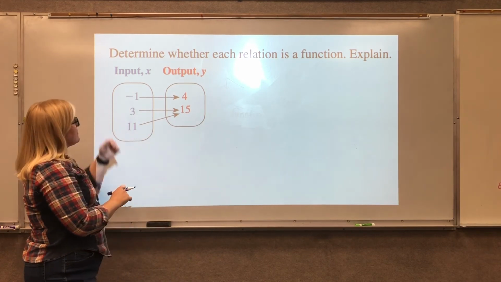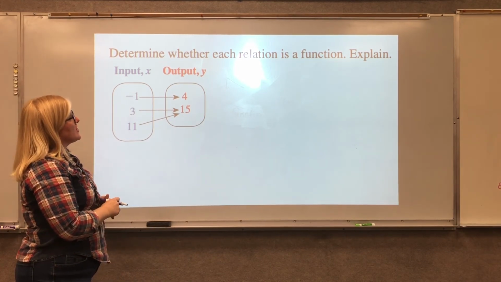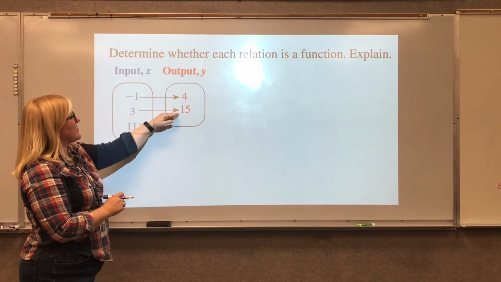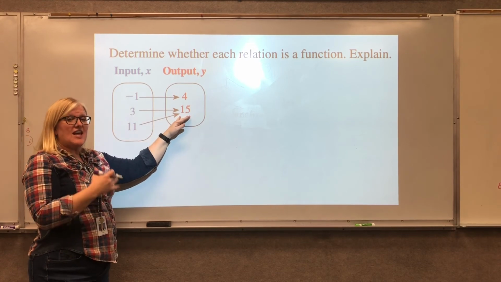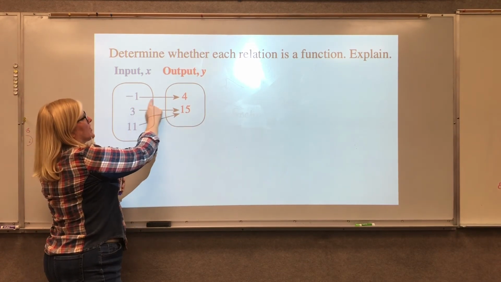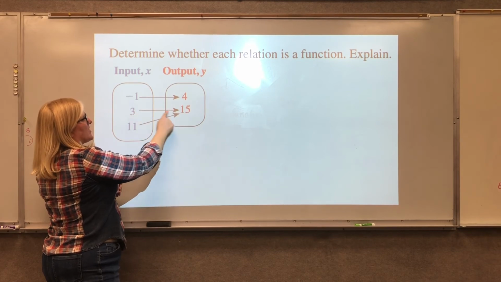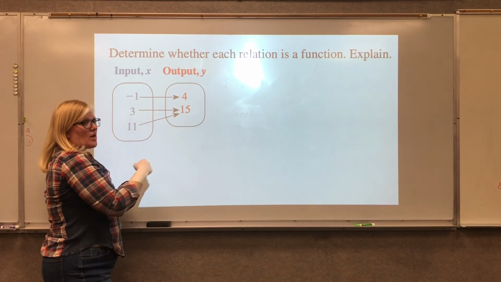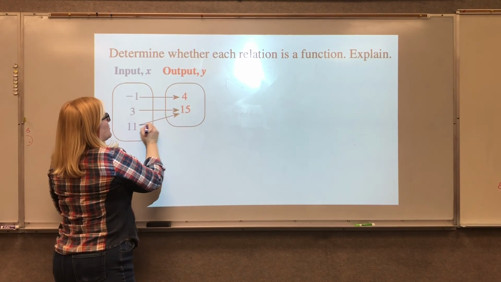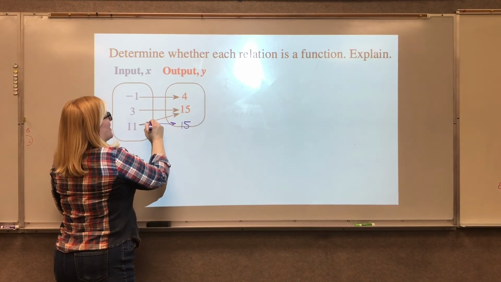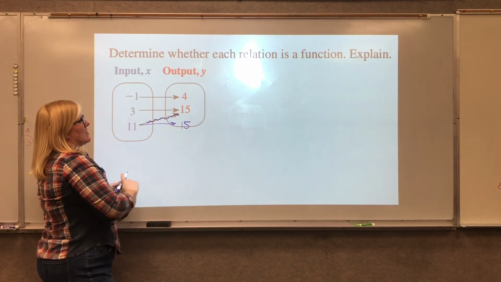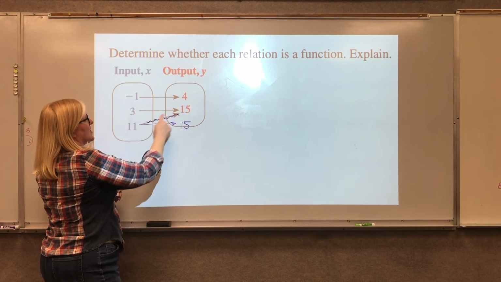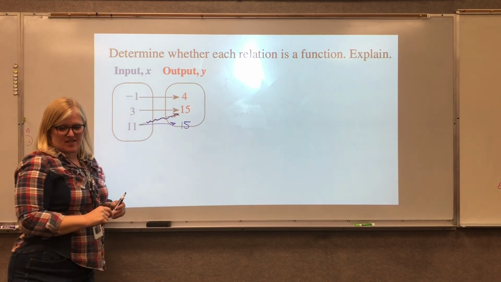So this one, determine whether each relation is a function. Okay, I have -1 going to 4. I have 3 going to 15. I have 11 also going to 15. This is okay. One input gets one output. I know that this looks like I have to push 2 buttons to get 1 soda. It looks like that. But we could also rewrite this like that. So 1 is going to 4, -1 is going to 4, 3 is going to 15, and 11 is going to 15.